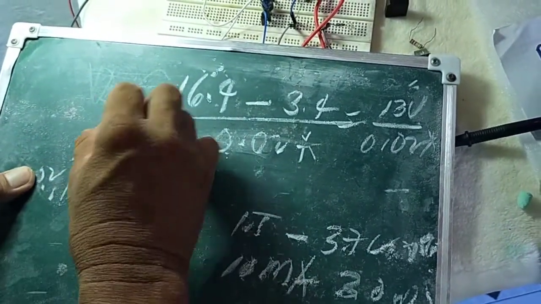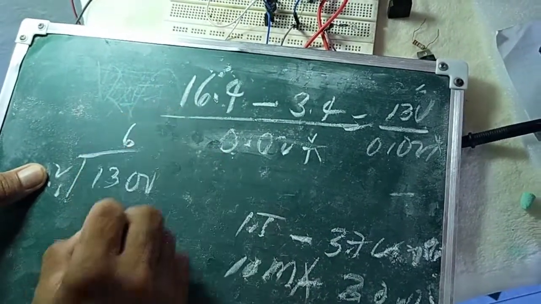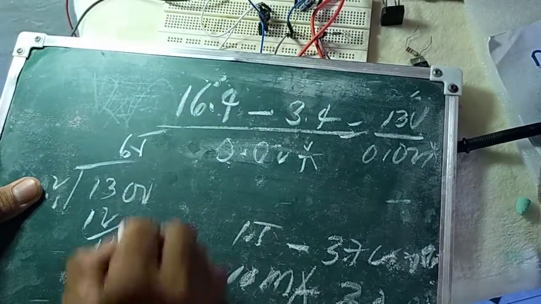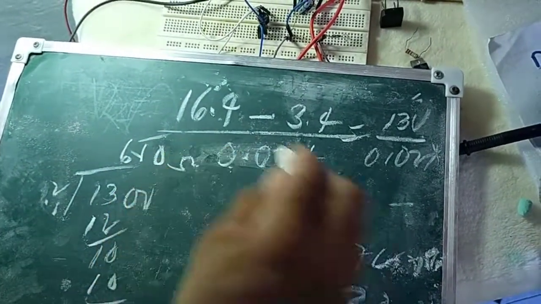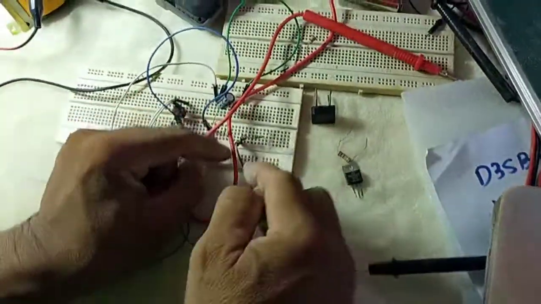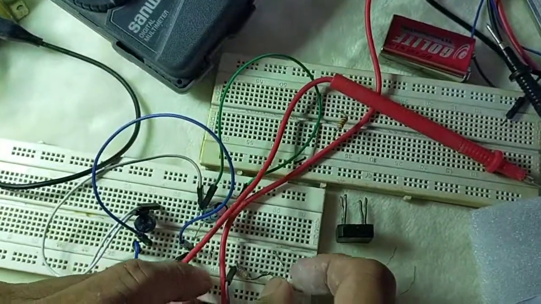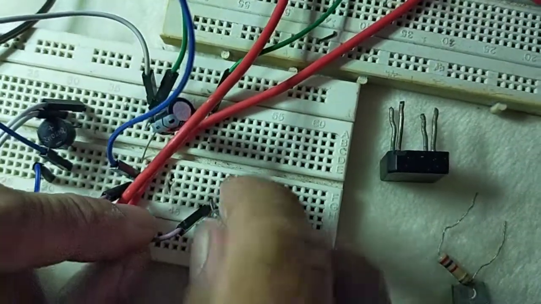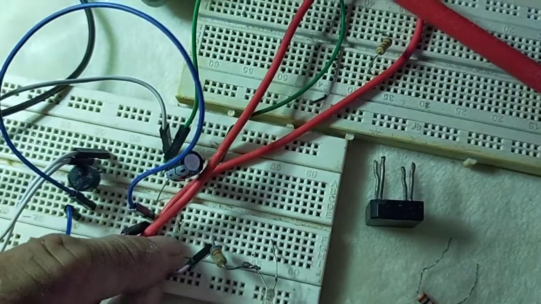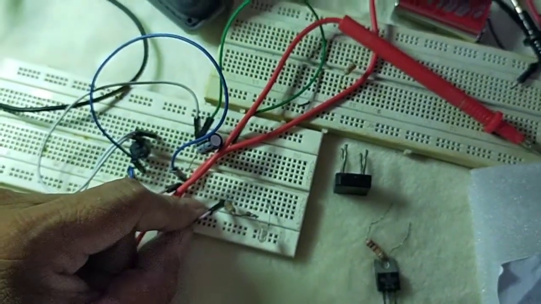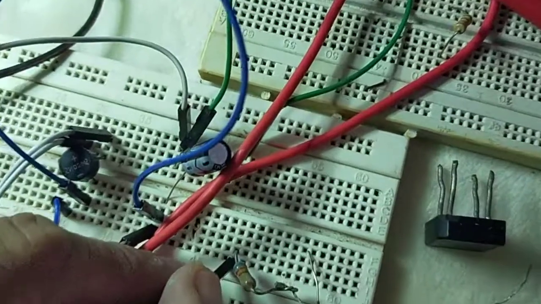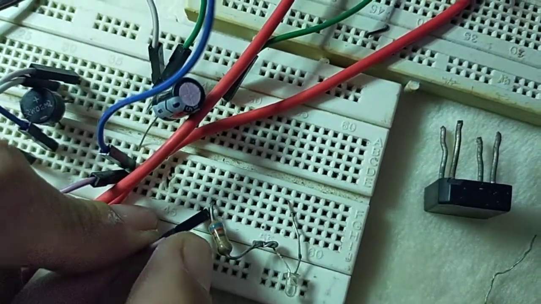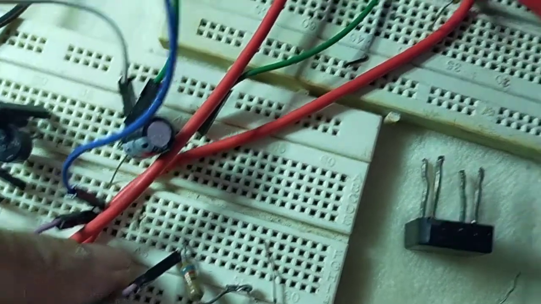So, this is 650 ohms. That is why I am using here 650 ohms in series. Actually, I am using 620 because there is no available 650 ohms color code of resistor. I am using here blue, red, brown. That is 620 ohms instead of 650.